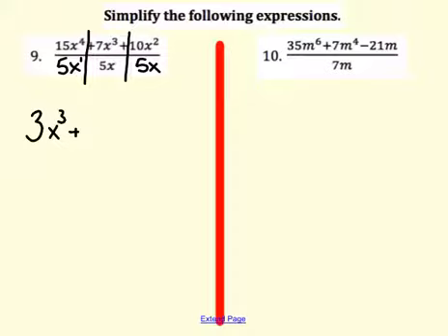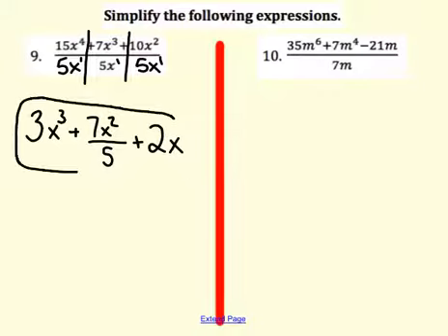7 and 5 don't have anything that go together. So I'm going to leave this as 7. 3 minus 1 is x squared over 5. Plus 2 minus 1, so I'm going to have an x left, and then 10 divided by 5 is 2. I like this answer for this one.